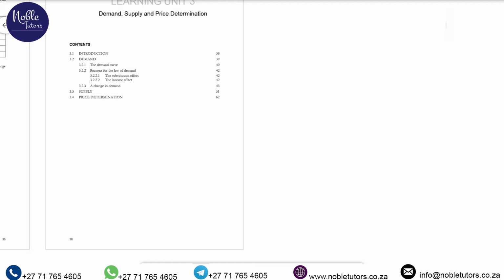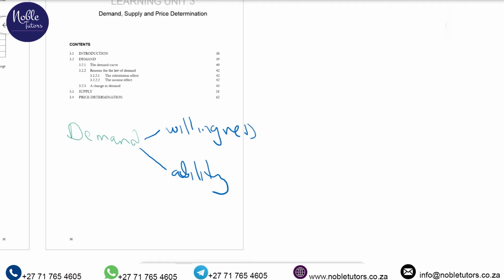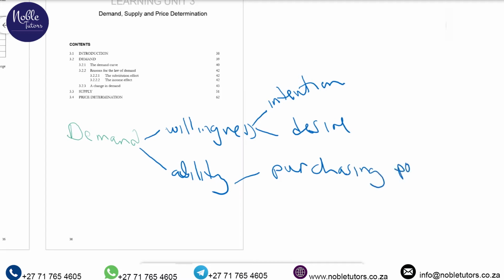Demand is the willingness and ability of consumers to buy goods and services at a given price and at a particular point in time. So in the definition of demand, you need to observe the aspects of willingness and ability. These are the conditions that must be present for us to conclude that there is demand for a product. By willingness, we mean intention or desire. By ability, we mean purchasing power, or means to buy the product, that's income.